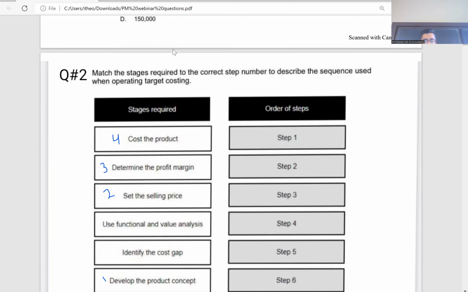When you get the cost, you should compare it with your own cost to get the cost gap. And once you get the cost gap, you should try to find ways to reduce this gap. So use value analysis, value engineering to reduce the gap.